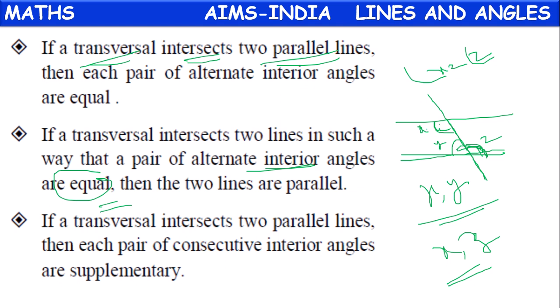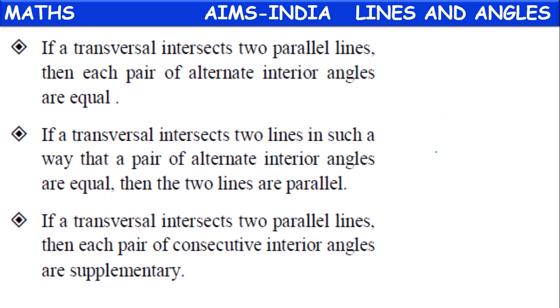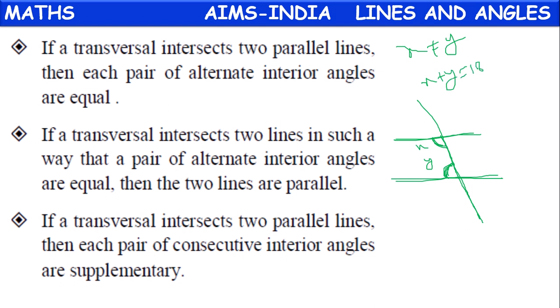But these consecutive interior angles are not equal. Here x plus y equals 180 degrees, so they are supplementary. If two parallel lines are there and we draw a transversal, these two are called interior because they lie within the parallel lines, and they are on the same side, so they are called consecutive interior angles. This is x, this is y. Here x is not always equal to y, but x plus y always equals 180 degrees.